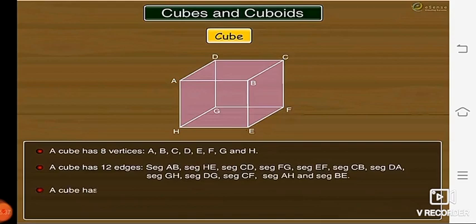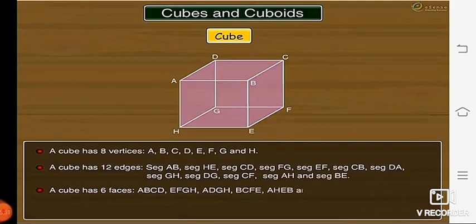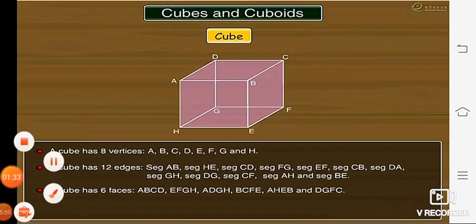A cube has 6 faces: ABCD, EFGH, ADGH, BCFE, AHEB and DCFG. So these are the properties of a cube.